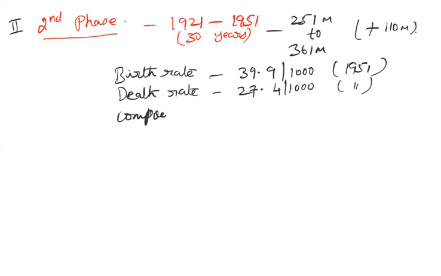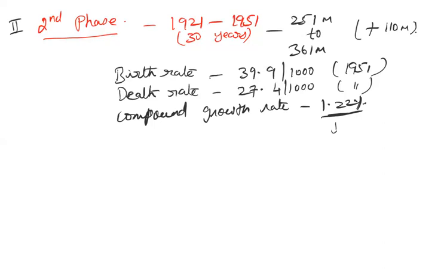So the compound growth rate during this period was 1.22%. This is what we are saying: because of this reason, it is said that India's growth rate is not that alarming, because it's still just slightly above 1%. But it is already proving that the growth rate is going to increase, and India has clearly entered into the second stage of demographic transition.